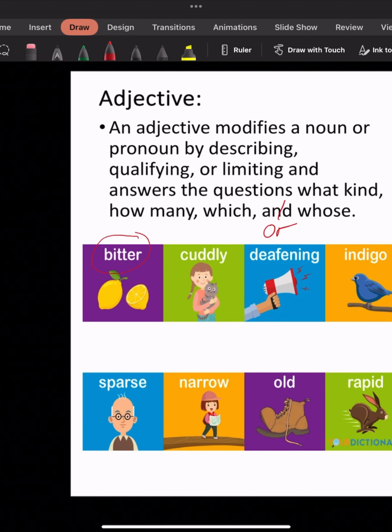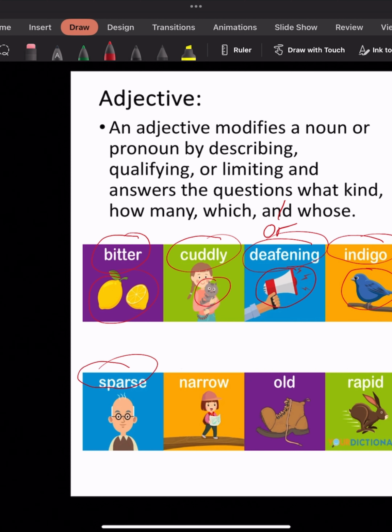Like you can say the bitter lemon. Bitter is modifying the noun. Cuddly kitten or cuddly cat. Cuddly is modifying cat. Deafening, which would mean super loud. Deafening megaphone. Deafening would be modifying the noun megaphone. Indigo bird. Indigo being the color, modifying the noun bird. Sparse hair, meaning little or lacking. Sparse would be modifying the noun hair. Narrow branch. Narrow meaning the opposite of wide, okay?